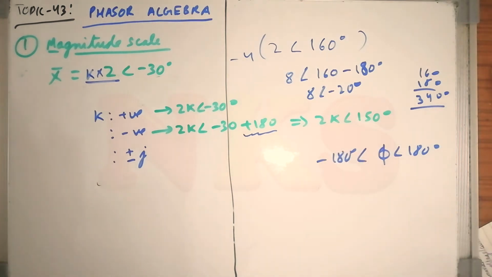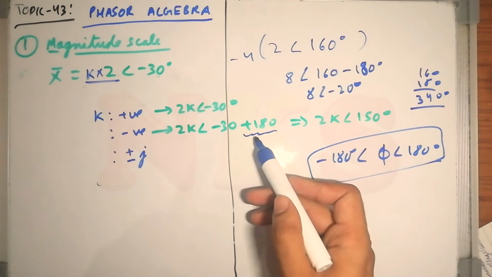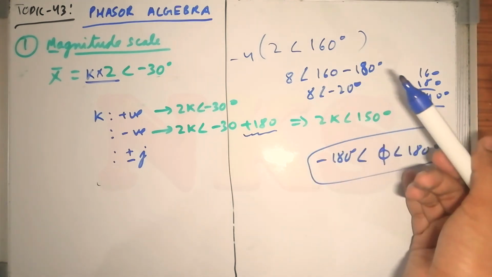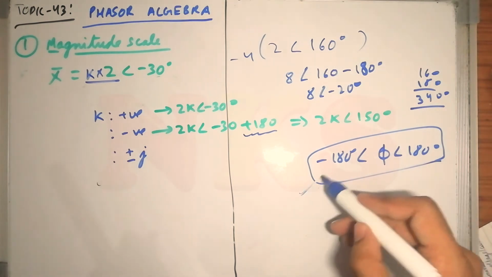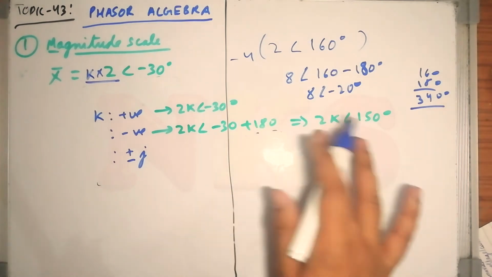I hope you get what I am trying to say. Your final phase angle should be in this range. So if it comes by adding 180, then it is good. If it comes by subtracting 180, then it is also good. So this range is important, you have to remember. So this was the logic.